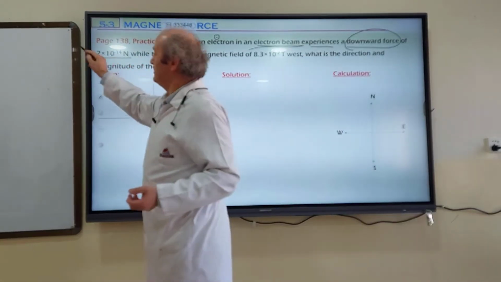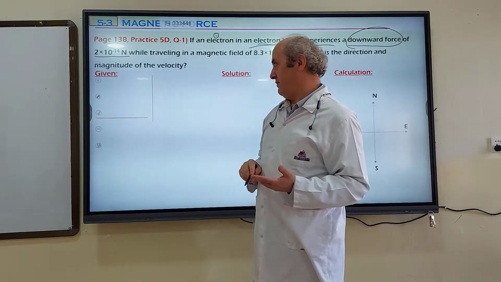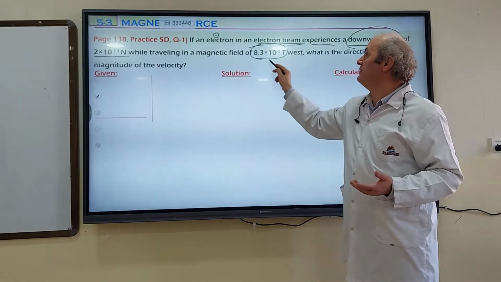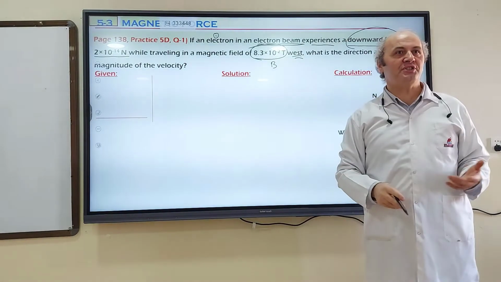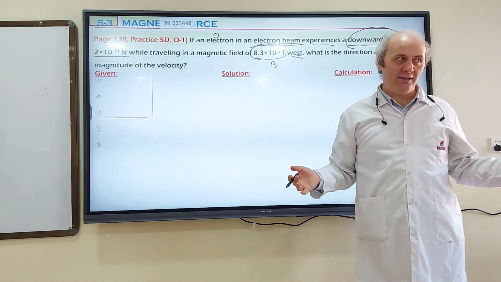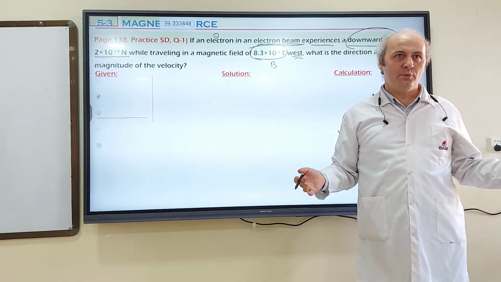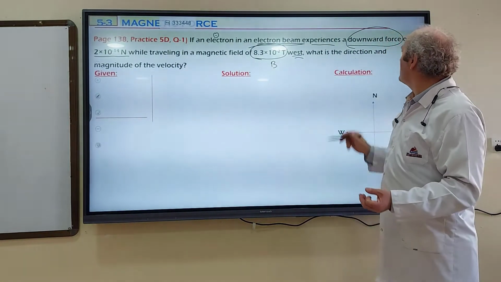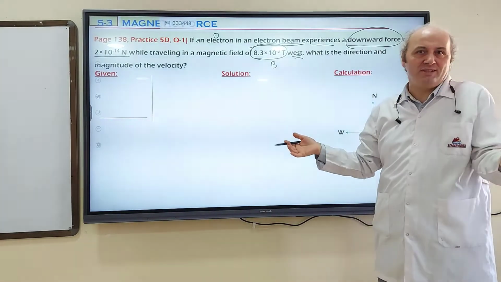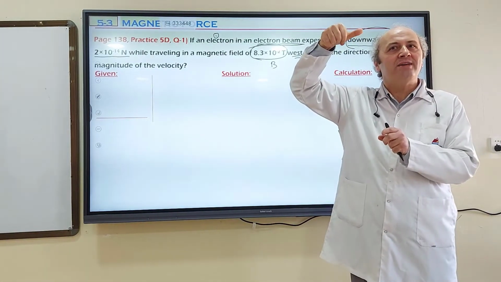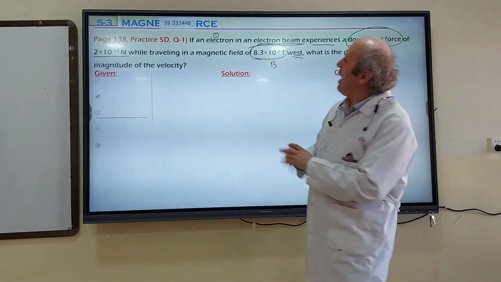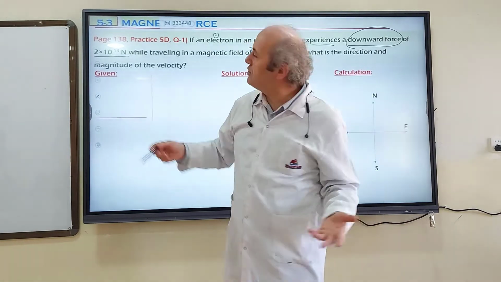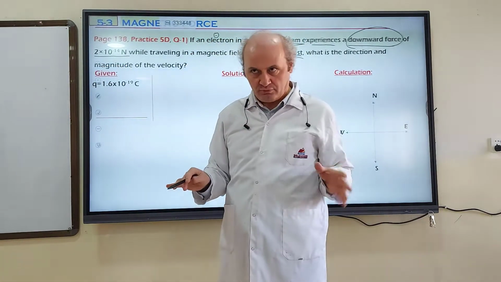Force is given as 2 times 10 to the power of negative 14 Newton while traveling in a magnetic field. So B is given to the west. Which set are we going to use? Again, we will use the third set: east, west, north, south, downward to the ground, upward to the sky. What is the direction of the magnetic velocity? This time velocity is the question, and you will look for the thumb. But since it's an electron, it has a charge exactly the same as the proton, 1.6 times 10 to the power negative 19. As I said, it will be given in the problem. You don't worry about this.